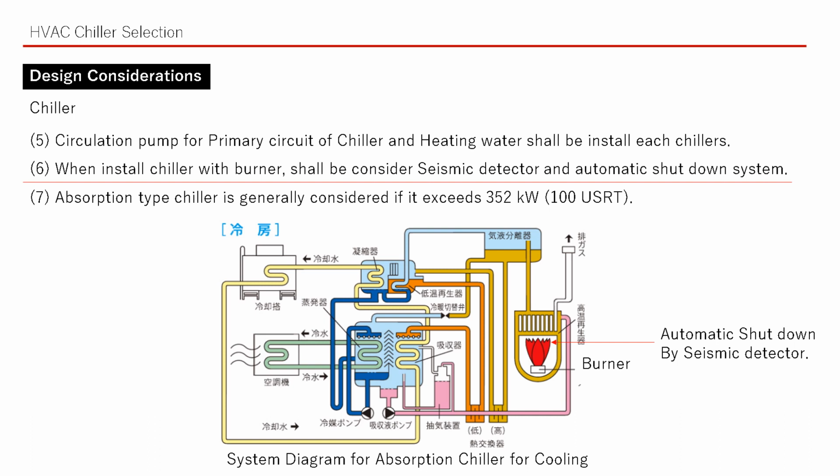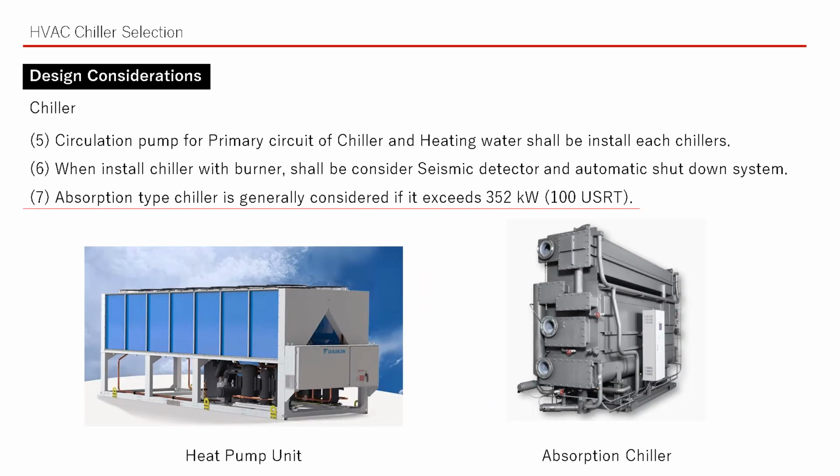6. When installing a chiller with a burner, a seismic detector and automatic shutdown system shall be considered. It is a safety device for earthquakes in Japan. 7. Absorption type chiller is generally considered if it exceeds 352 kilowatts. If less than 352 kilowatts, it is better to select a heat pump unit from the cost and easy operation point of view.